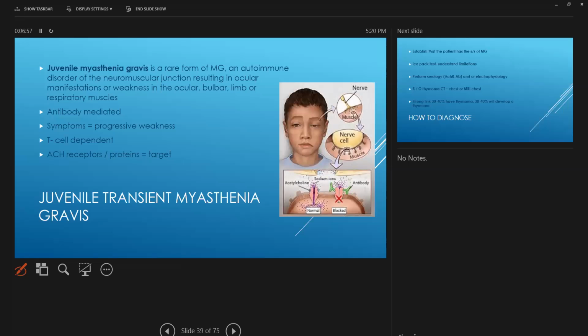Moving on to transient juvenile myasthenia gravis. So if it's myasthenia gravis and it can affect a juvenile, it's a rare form of myasthenia gravis where the autoimmune disorder targets a child and can cause all these problems. A lot of the times we see this in the eye, but the history is going to be this progressive weakness throughout the day. It's antibody mediated and T cell dependent. And you get this progressive weakness daily. So like during the morning, they feel fine. And then throughout the day, they get more and more and more weak.